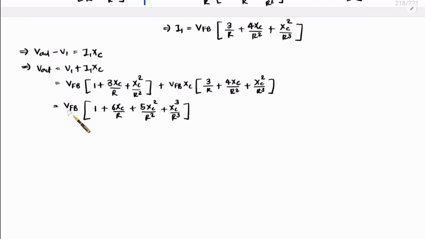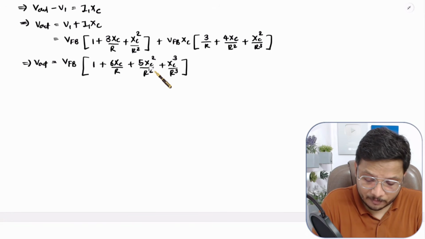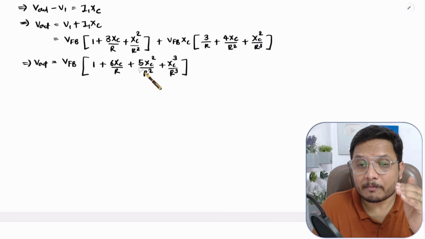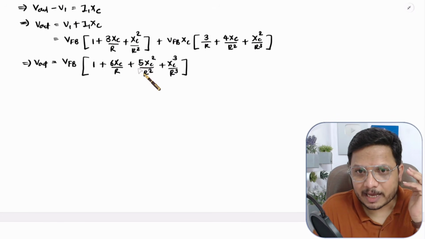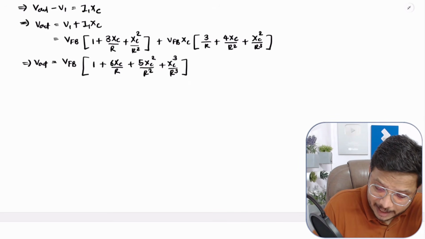Now we have simplified our equation, that is V out is equal to VFB into something, right? Now with this equation we need to understand a few basics. To understand those basics, first of all we need to substitute the value of XC. XC is impedance, that is minus J divided by omega C, right? So I'll be substituting XC as minus J by omega C.